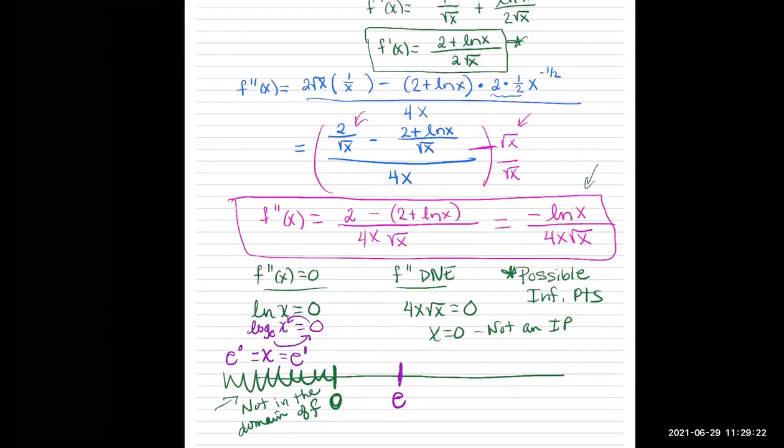So now I'm going to test my intervals. I have to pick a number between 0 and e. Well, we know that e is about 2.718. So just pick something nice. So I'm just going to plug in 1. When I plug in 1, what should I plug it into?